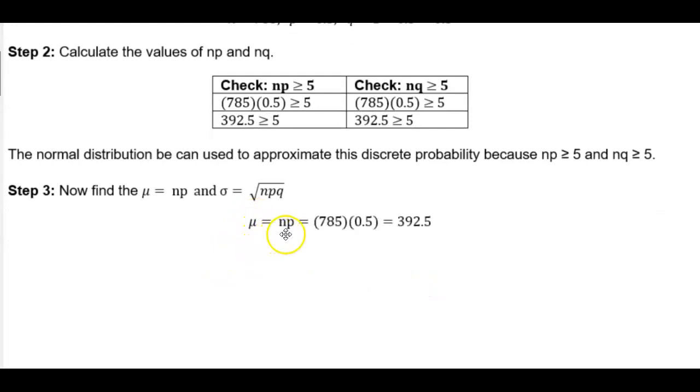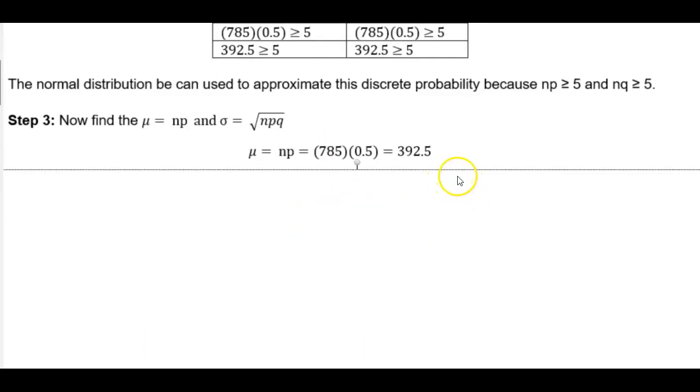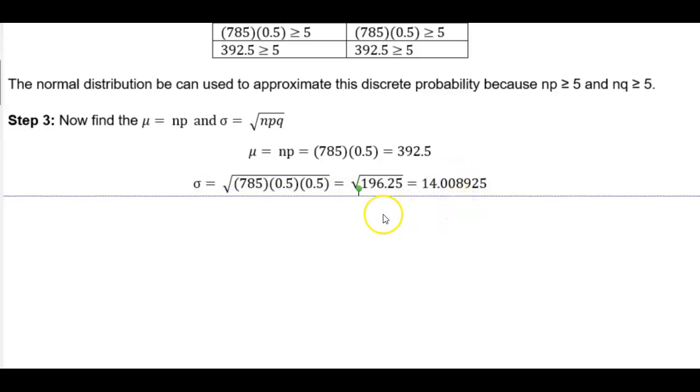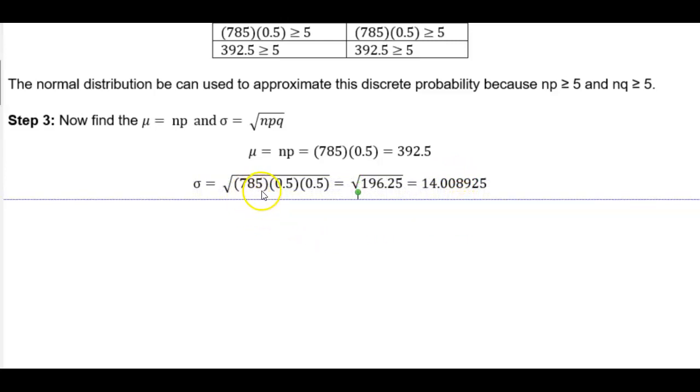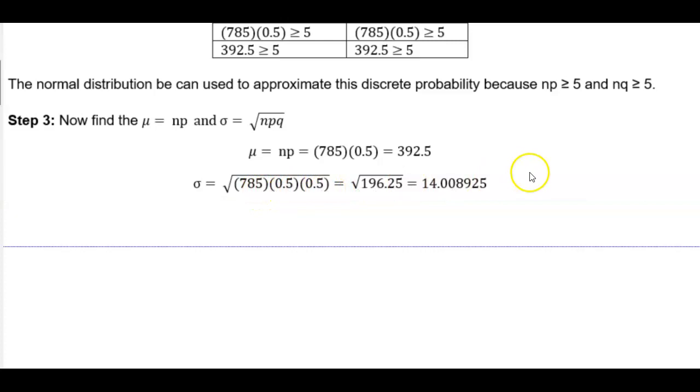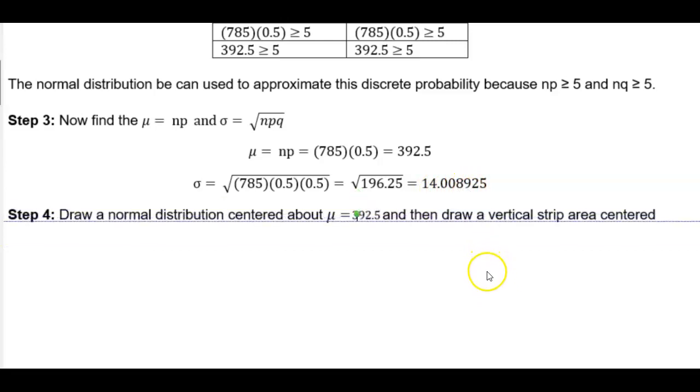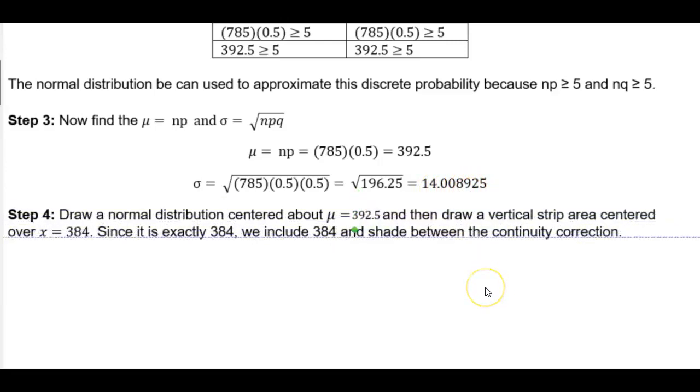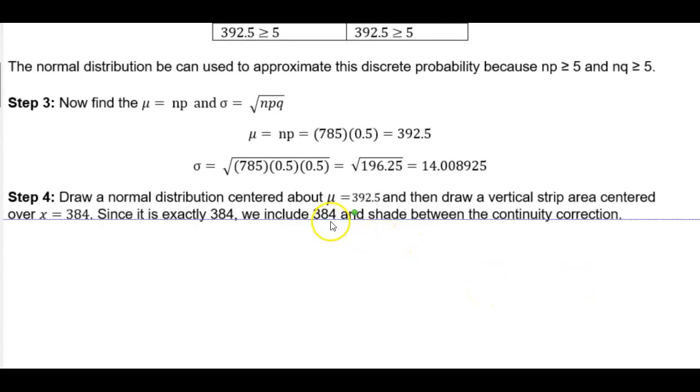The mean is equal to n times p, which we've already found here. So 785 times 0.5 is 392.5. And the standard deviation is the square root of 785 times 0.5 times 0.5, which is equal to the square root of 196.25. And rounding it to 6 decimal places gives us a standard deviation of 14.008925.